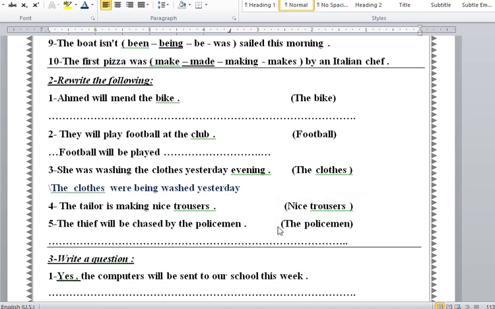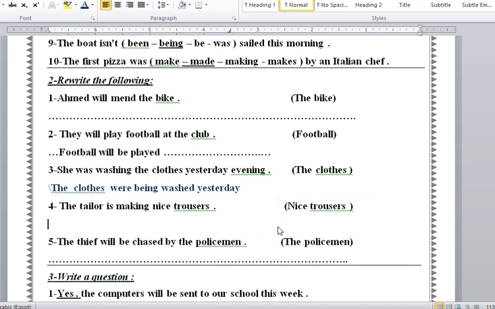We will start with nice trousers, so it will be nice trousers. Is or are? Yeah, nice trousers is plural, so you will write are being made by the tailor or without by the tailor. The thief will be chased by the policeman.